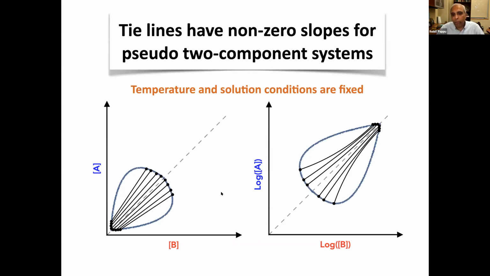some finite slope. And also what's interesting is that if you convert this from linear space to logarithmic space, our tie lines actually start to have curvature on them. So not only do we have to recognize that when we go to multi-component systems, tie lines are not horizontal, we have to recognize that we have to worry about whether we are plotting our phase boundaries in linear versus logarithmic space in order to figure out what sort of tie lines we are working with.